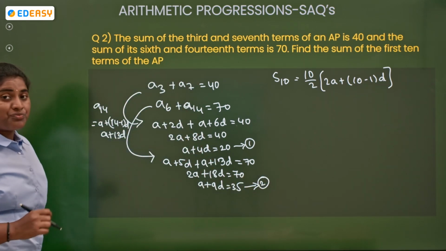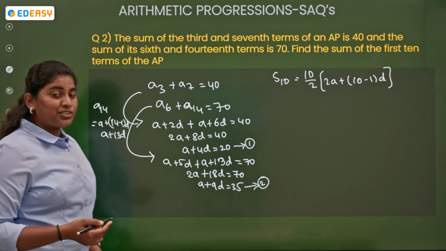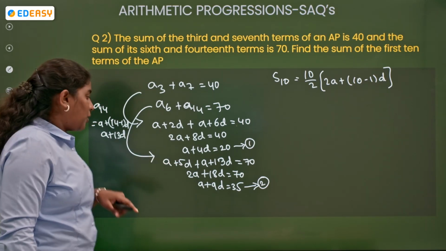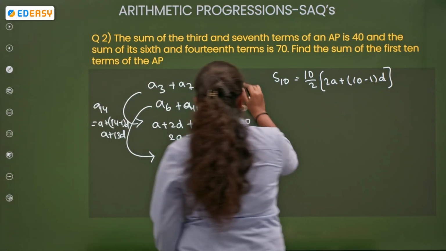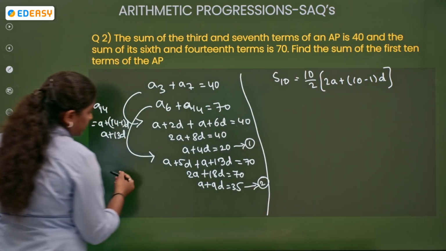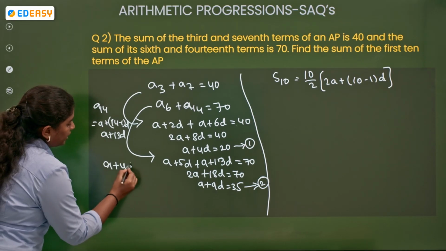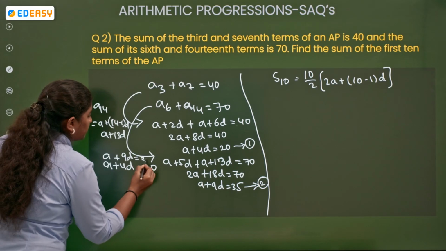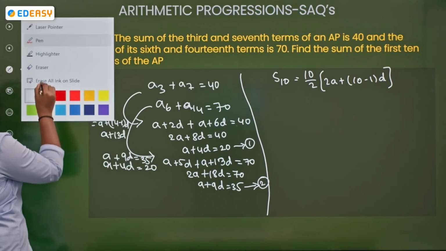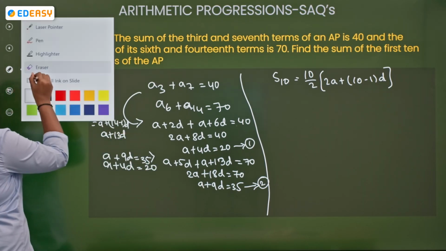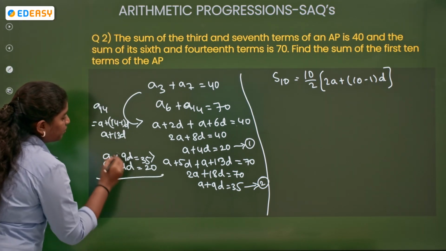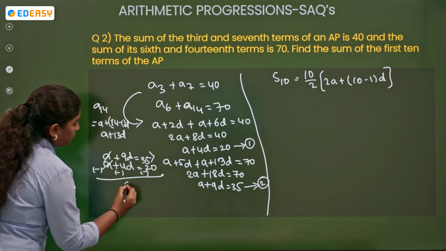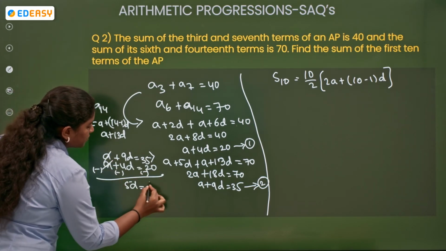Now solve equations 1 and 2. So how can we solve them? Using your pair of linear equations. But here the two variables are A and D. Check here: A plus 4D equals 20 and A plus 9D equals 35. Now I am doing the subtraction. Minus, minus and minus. So 9 minus 4, 5D equals 35 minus 20, 15.